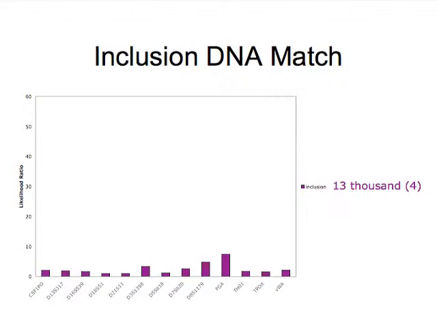I don't even know how you chose them. I thought it was kind of random, but they were very good. So here are the 13 CODIS loci, and this is how much likelihood ratio. Again, this is no longer the number of zeros. This is the actual number, 1, 10, 20, 30, and so on, at each of the 13 loci of what the inclusion method produced. And when you multiply those numbers together, you get 13,000.